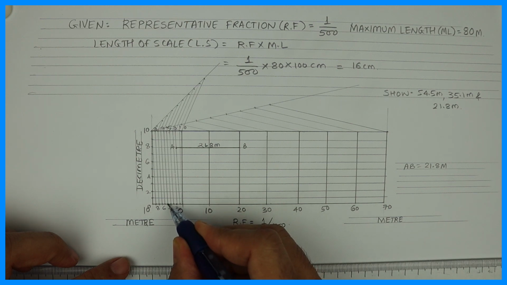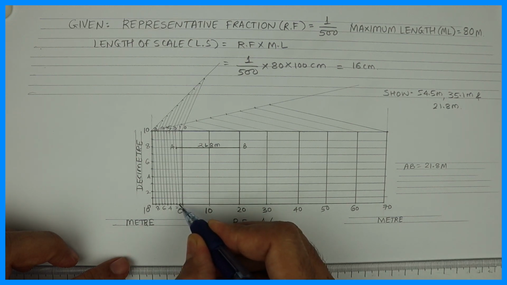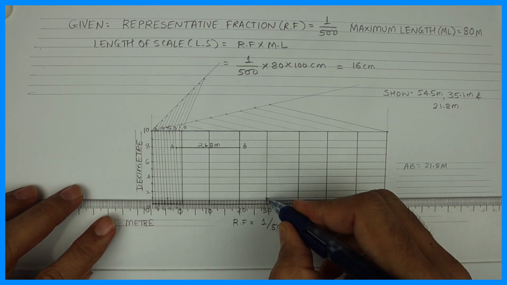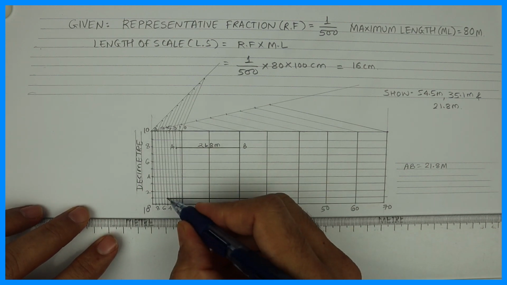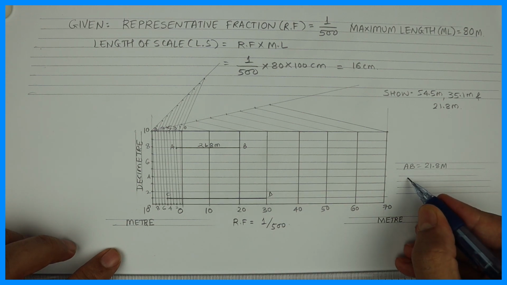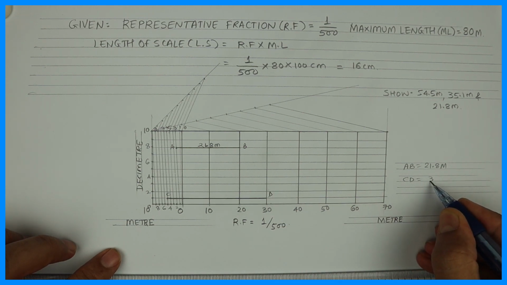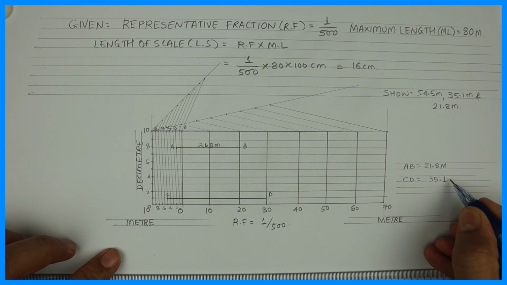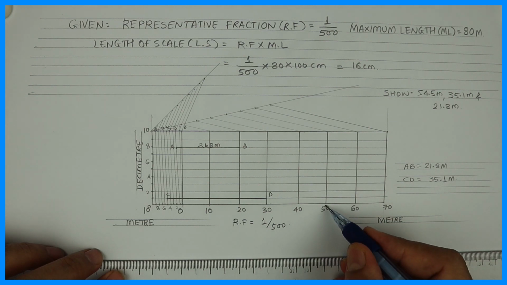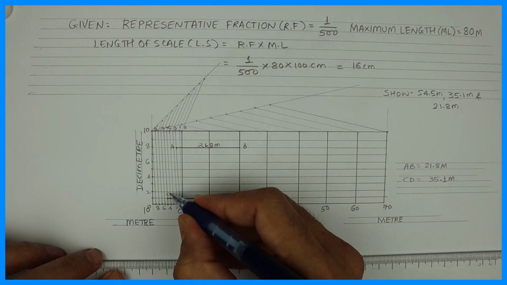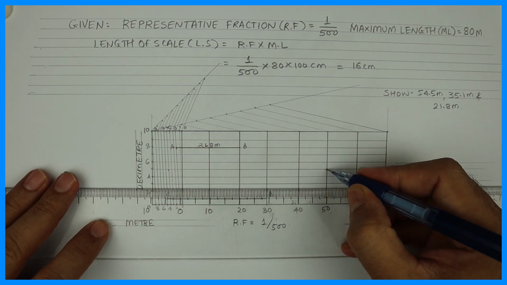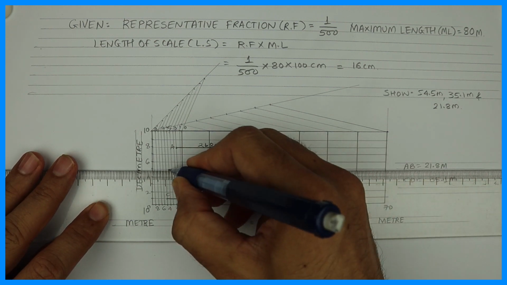Then 35.1. 30, see this, 30 plus 1, 2, 3, 4, 5 and then 1. So CD is 35.1. Then 54.5. 54, 1, 2, 3, 4 and 5. 54.5.